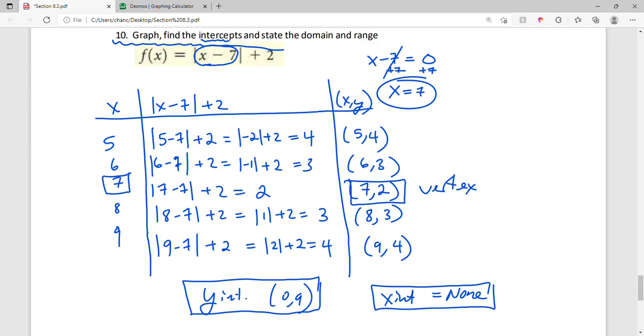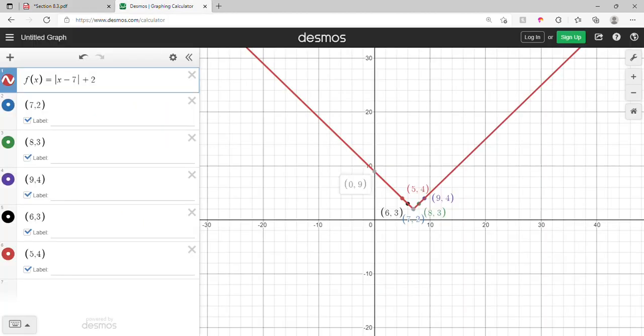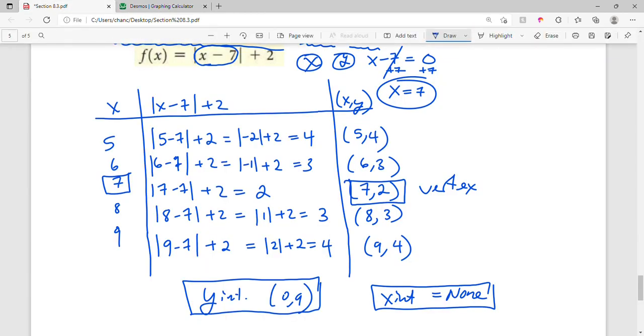But wait, we have to find the domain and the range. Remember, the domain is the set of x values and the range is the set of y values. So let's go to the graph. If you look, the graph goes forever to the left and forever towards the right. So the domain is negative infinity to infinity.